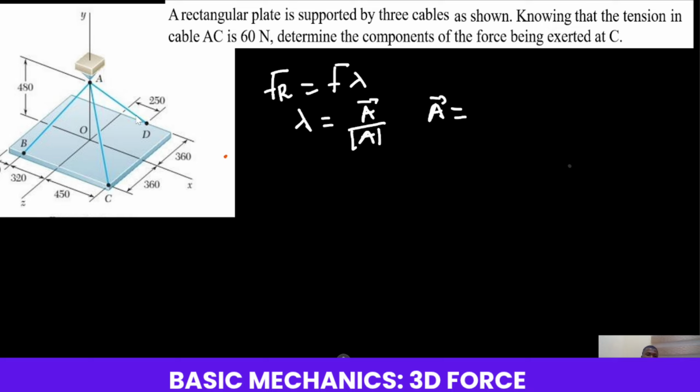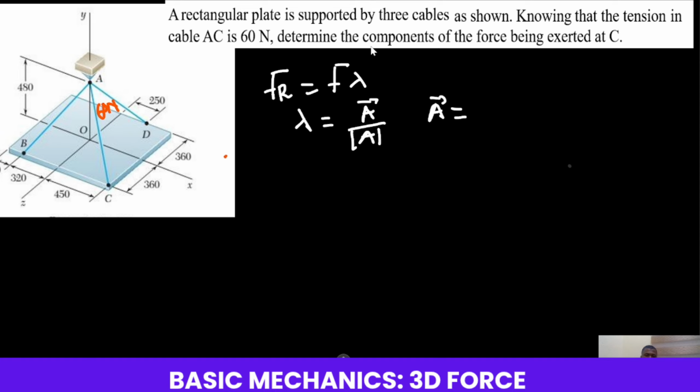If you look at it carefully, the question states that a rectangular plate is supported by three cables as shown, cables D, B, and C, knowing that the tension in cable AC is 60 Newton. So the tension in AC is 60 Newton.